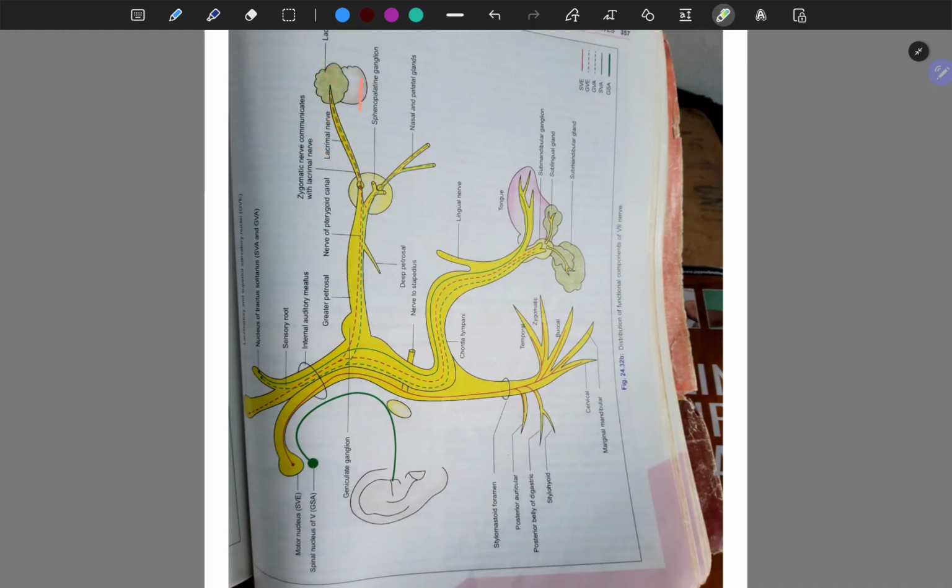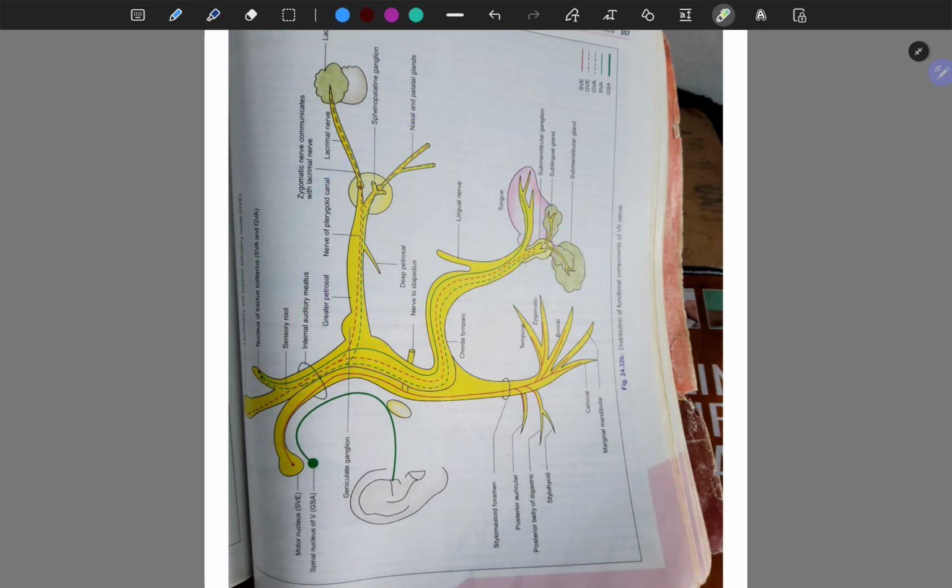Whereas here, the sphenopalatine ganglion, and from there the nasal and palatal glands will also be supplied. The superior salivatory nucleus supplies the sublingual and submandibular salivary glands, giving rise to fibers which enter via the internal auditory meatus. Then it reaches us via the chorda tympani, relays in the submandibular ganglion, and from there it gives branches.